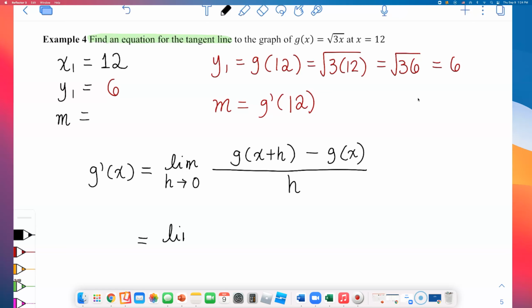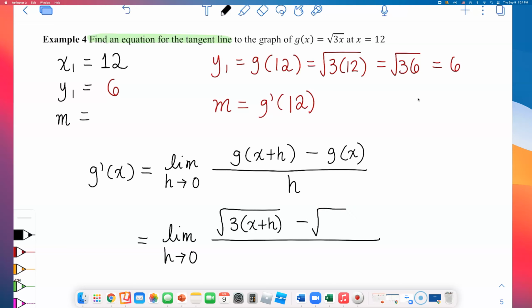So limit as h approaches 0 of this difference quotient. So the function is square root of 3x. So if I plug in x plus h in there, I will get square root of 3 times x plus h. And I have to subtract g of x, minus square root of 3x, all over h.